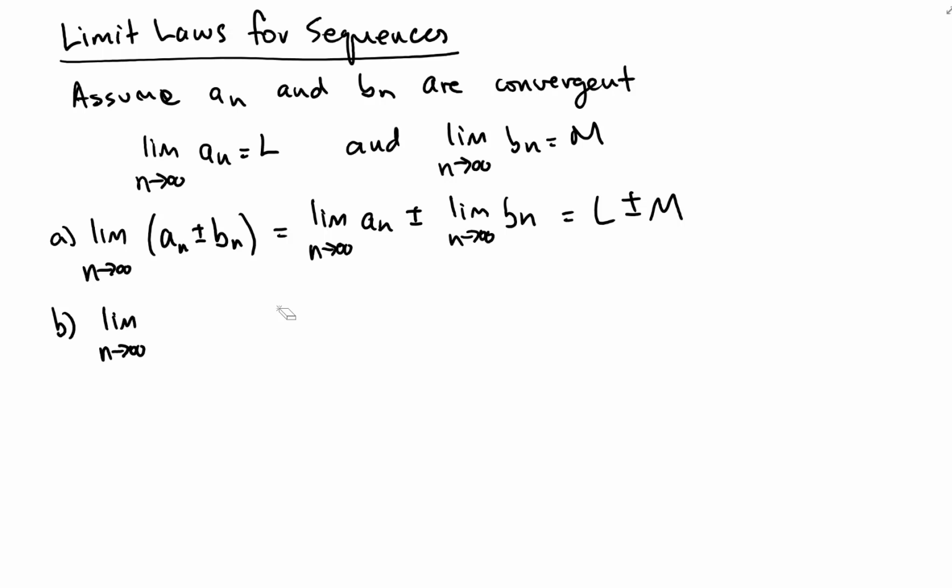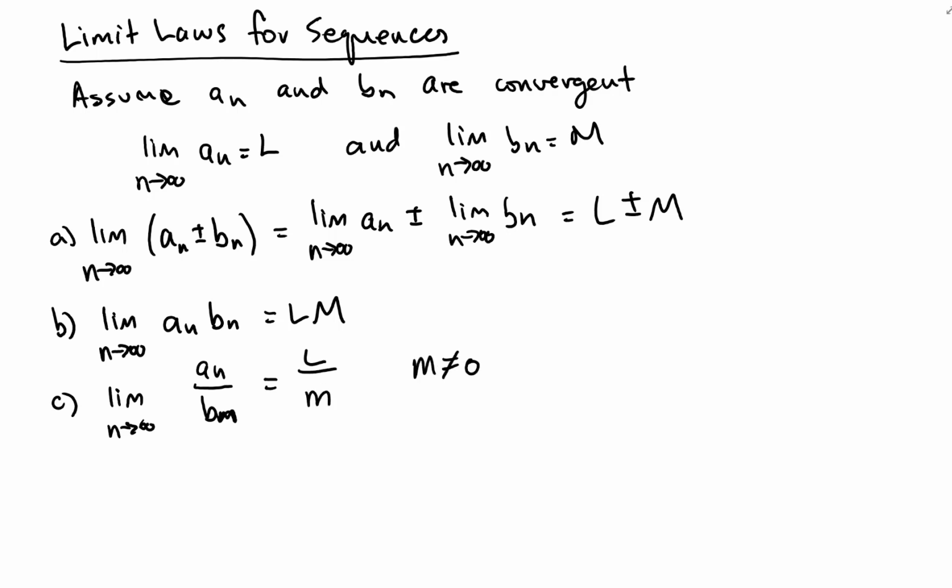If we have the limit of the multiplication of the sequences a and b, we get L times M. If we have the division of those two, of course, we get L over M, and there's some conditions on that. Of course, M can't be equal to 0. And if we multiply by a constant, so we have the limit as n goes to infinity of some constant value times one of the sequences, you just get that constant value times the convergence number.